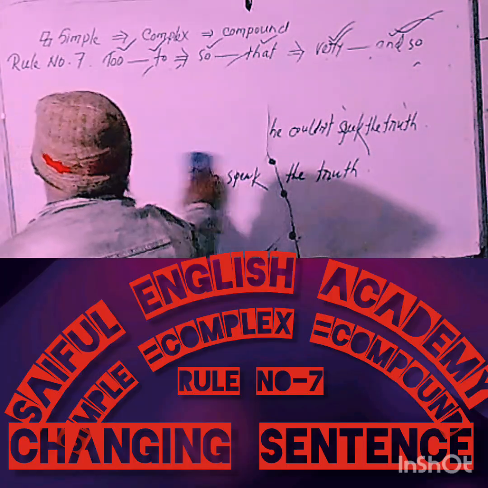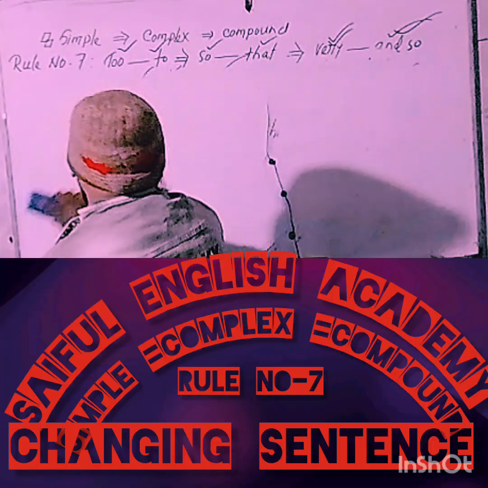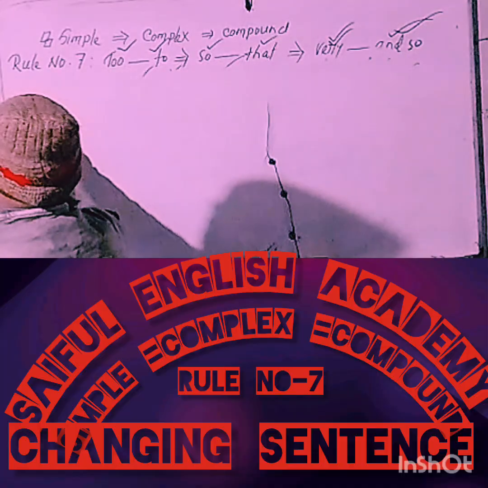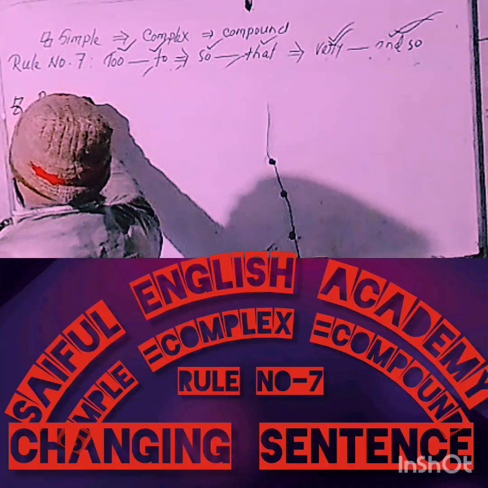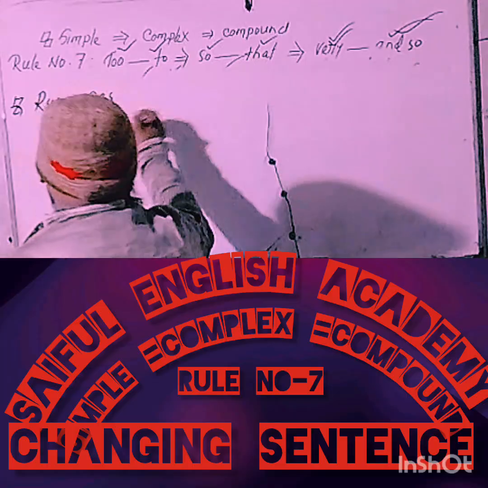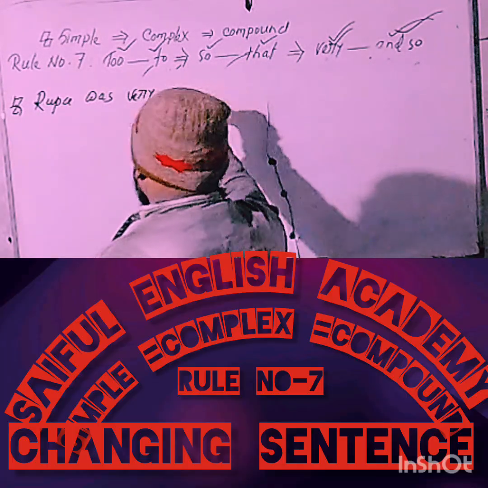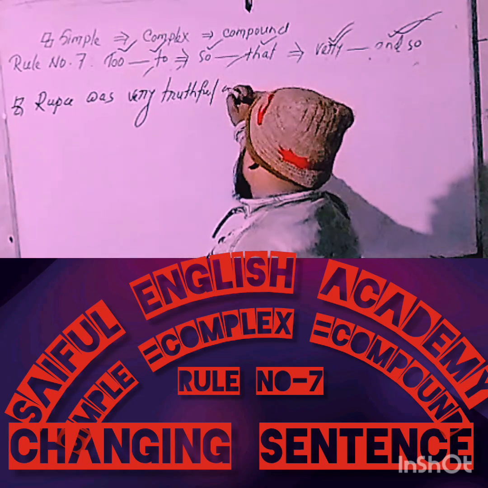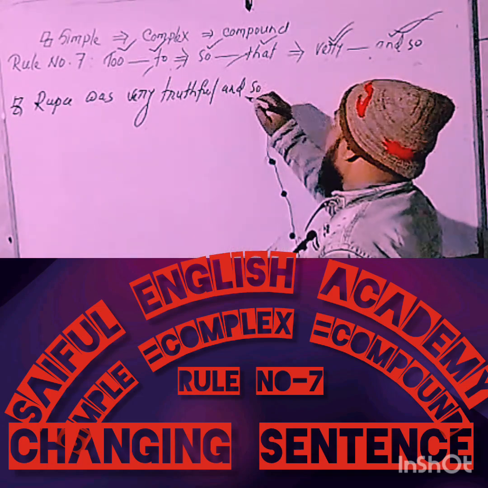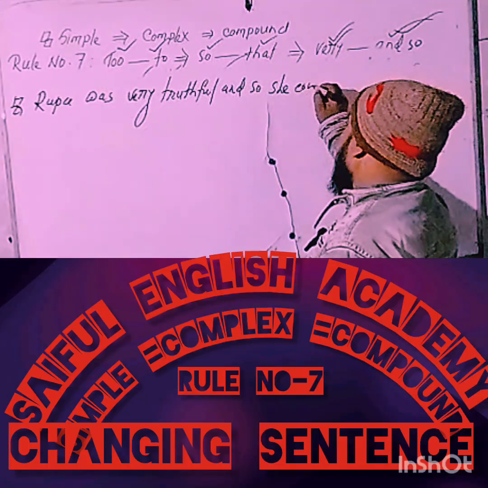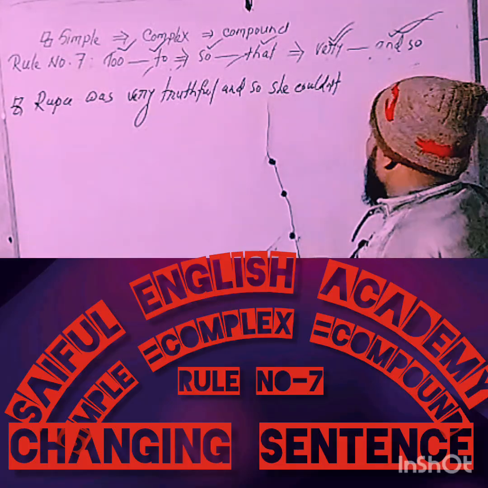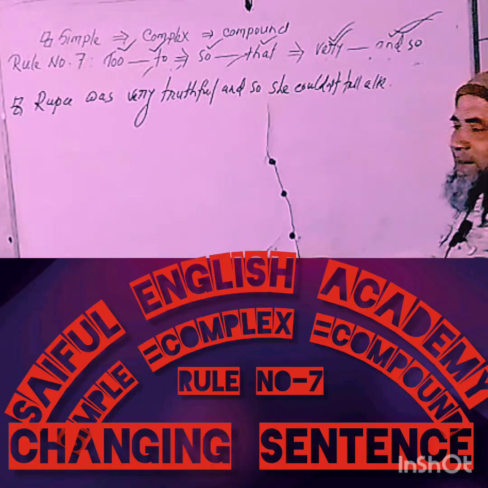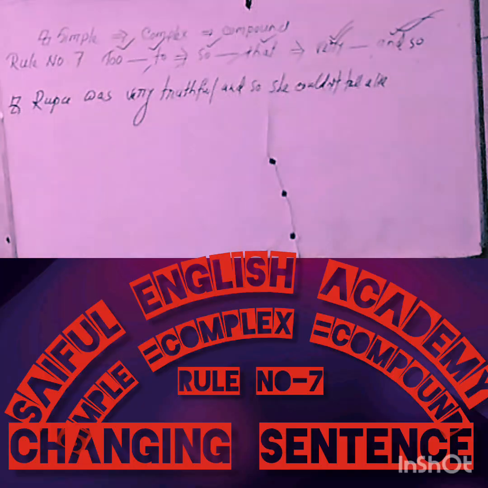Dear listeners, now I'm trying to write another example. Rupa was very truthful, and so she couldn't tell a lie. Okay, major, let's take a look at the board and try to understand.